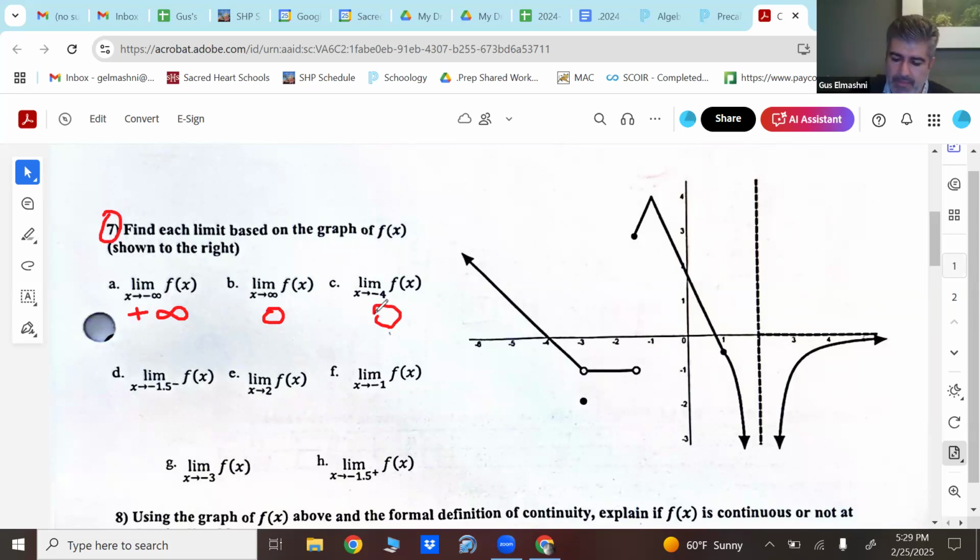What do you think about D, negative 1.5? I guess just the y goes to negative infinity then? No, negative 1.5 is over here. What's y approaching as I get closer to negative 1.5 from the left side? Oh, I see. It's negative 1. All right, good. How about 2?